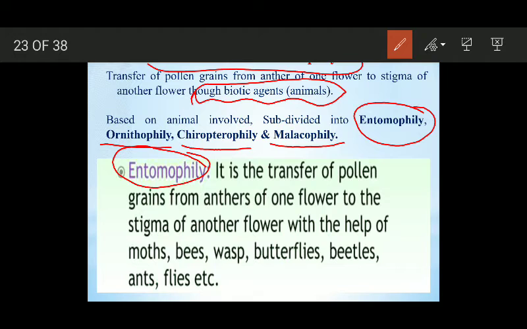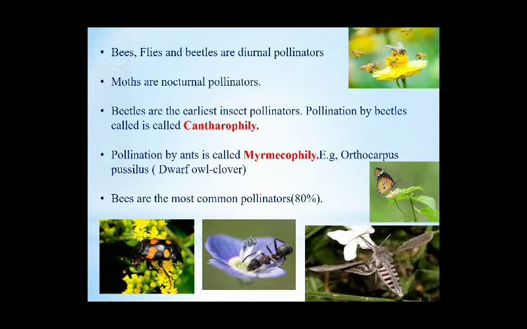Entomophily simply means the transfer of pollen grains from anthers of one flower to the stigma of another flower with the help of moths, bees, wasps, butterflies, beetles, ants, flies, etc. Or simply, you can say the transfer of pollen grains from anthers of one flower to the stigma of another flower with the help of insects. So, pollination caused by insects is known as entomophily.